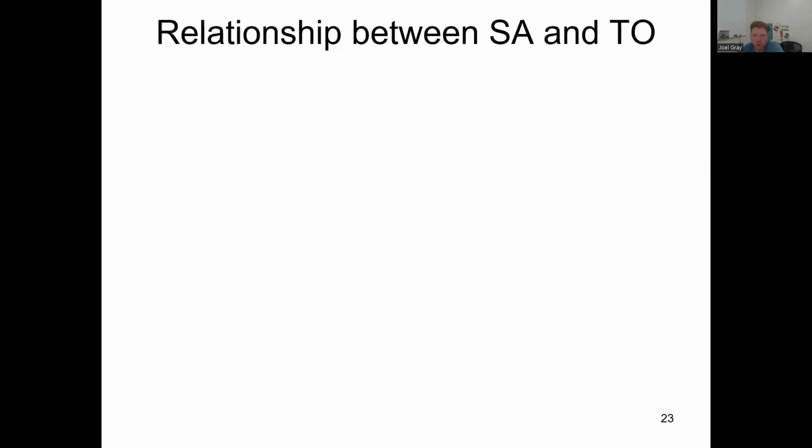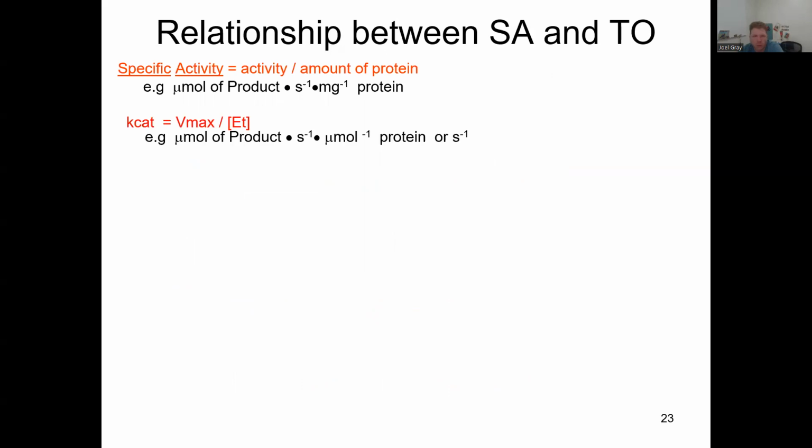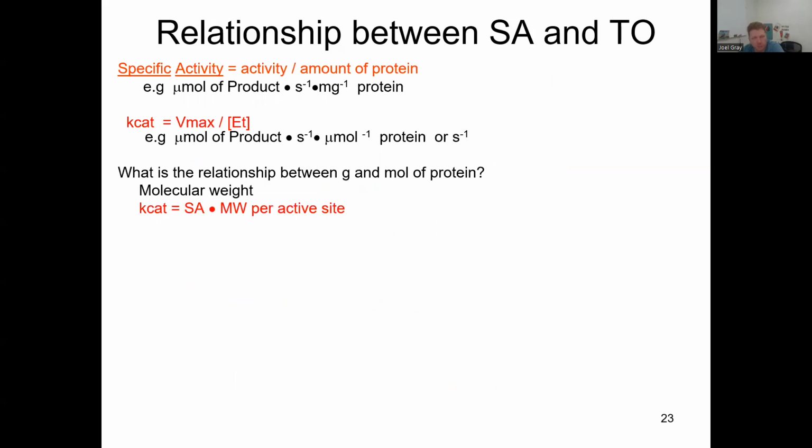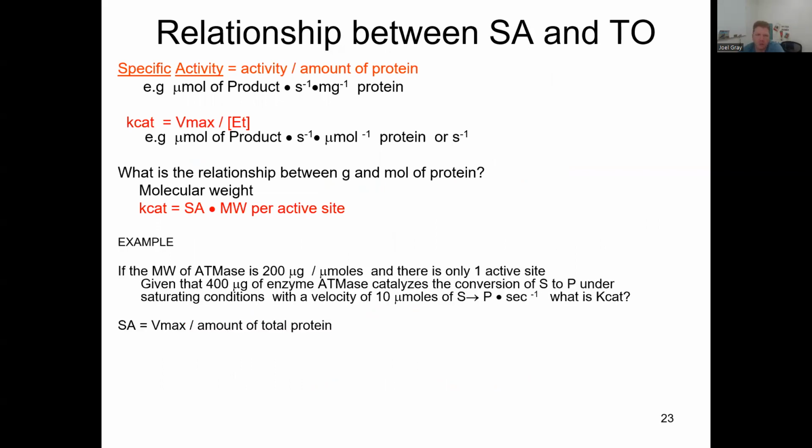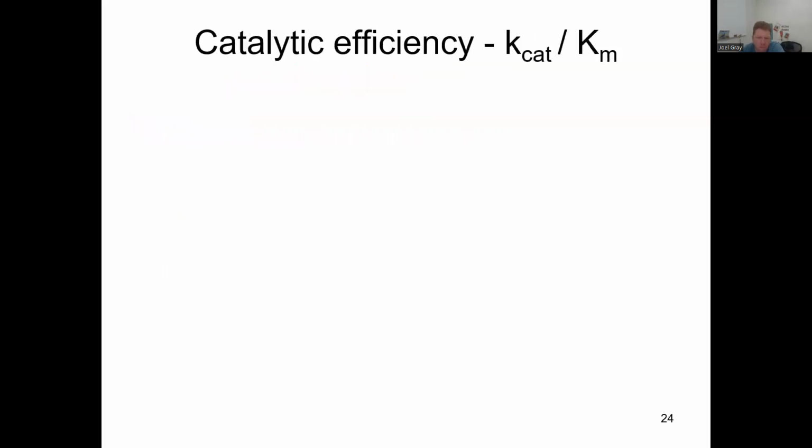The relationship between specific activity and turnover number is important because specific activity is the activity per amount of protein. Kcat is equal to Vmax divided by enzyme at a given time. Kcat is equal to specific activity times molecular weight per active site. I'm also not going to ask you to solve any questions or address any calculations like this. And in fact, I'm going to jump ahead to this next slide, and then I've got a couple more.